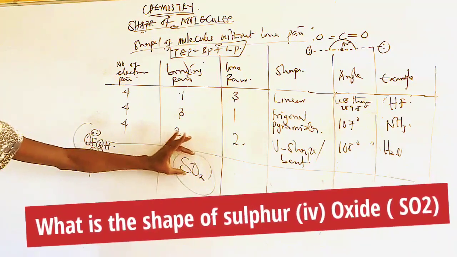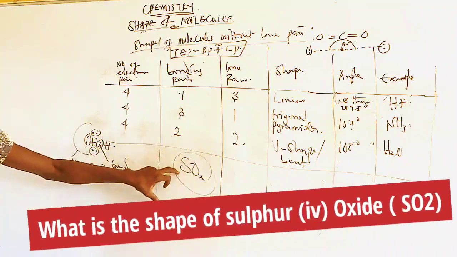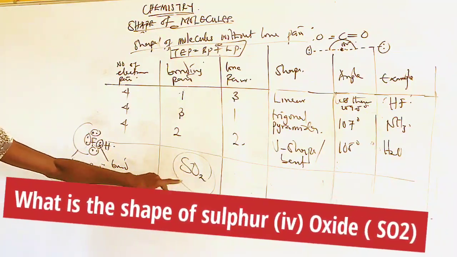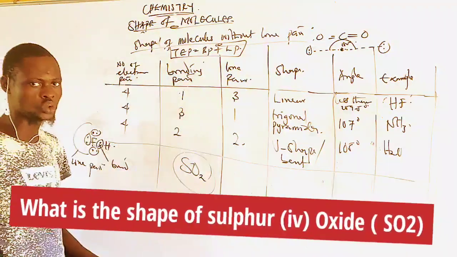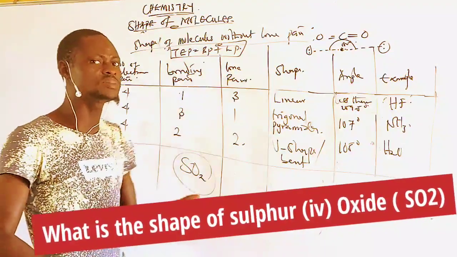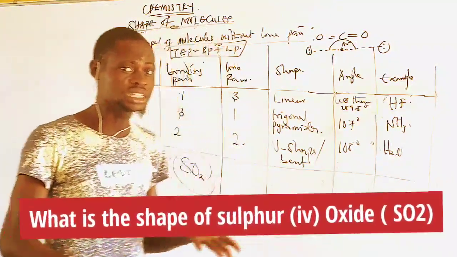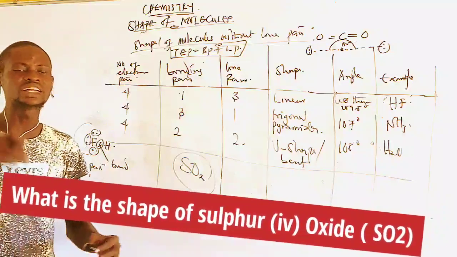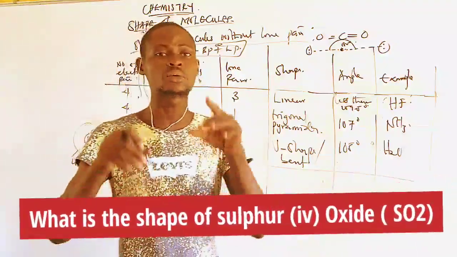Why? Because oxygen is bonded to what? Sulfur. Now, what kind of shape will it have? Because SO2 looks exactly like CO2. But is it going to have the same shape as CO2, which is linear? Try to solve it for me and drop the answer in the comment box section.